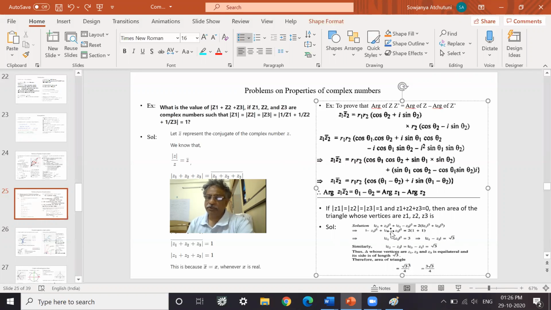So how have we proceeded here? I have used this formula: a plus b whole square plus a minus b whole square is 2 into a square plus b square. Here a is mod Z1, b is mod Z2. So mod of Z1 plus Z2 whole square plus mod of Z1 minus Z2 whole square. Okay. Now let us go.